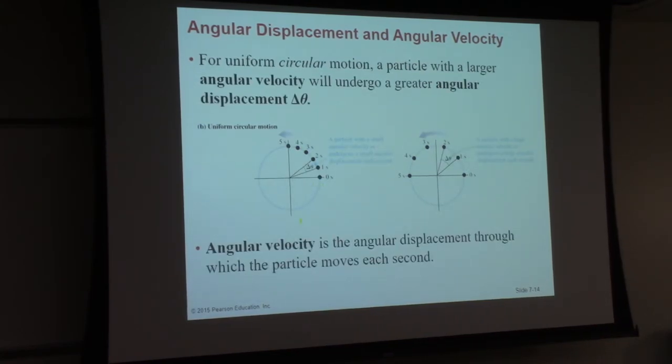Angular velocity is delta theta divided by delta t. In the linear world, it was delta x divided by delta t. Here, it's delta theta divided by delta t. This is the positive direction going this way. The second picture actually has a larger angular velocity. Omega is the symbol for that: angular velocity, omega.